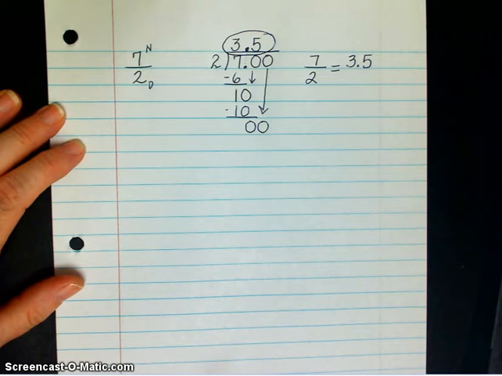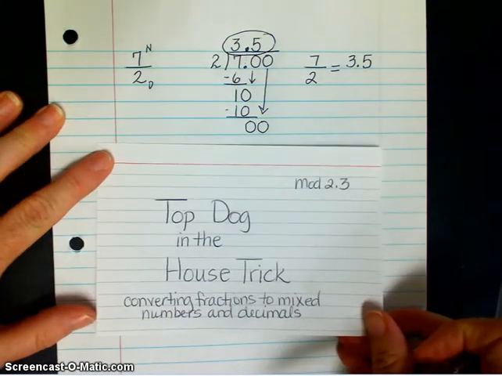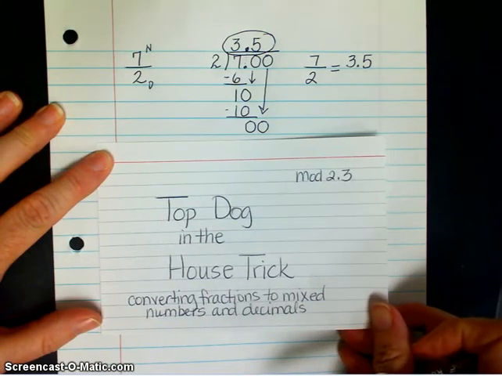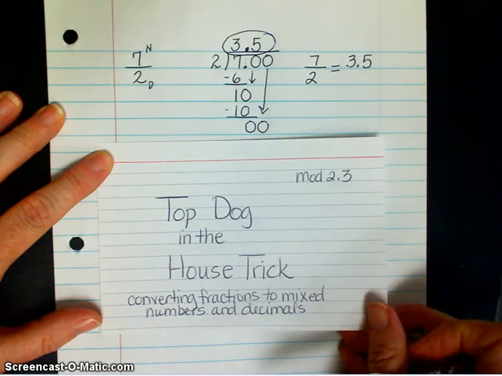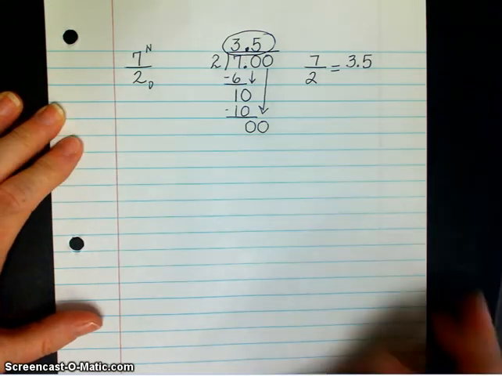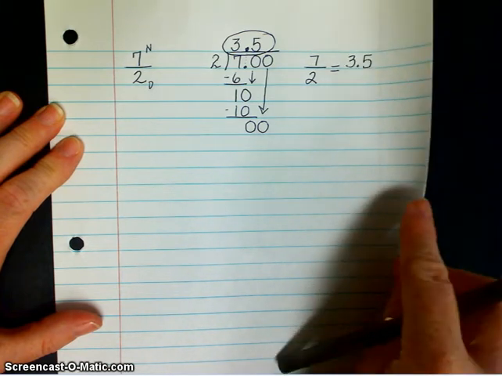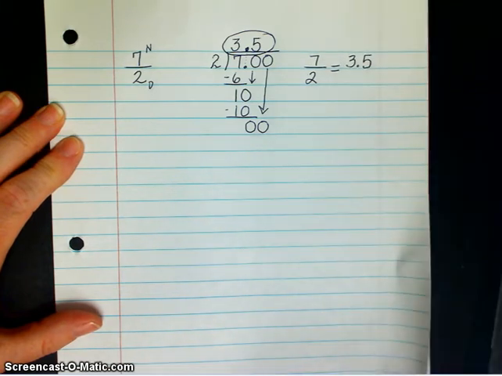Okay, now I want to do a different kind of problem with you. The other way that you can use top dog in the house, if you looked at our card from before, it says that we can also use this to convert fractions to mixed numbers. We've done this in class, but I want you to see firsthand what it is that you're going to do. So I'm going to get a different piece of paper, and we're going to show you that.